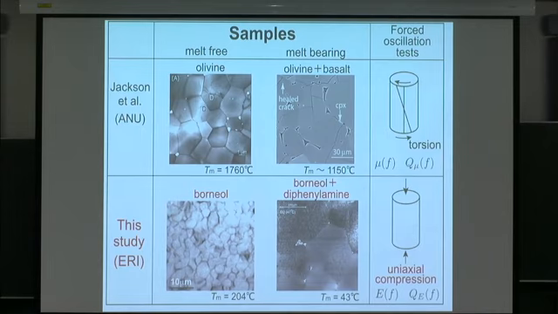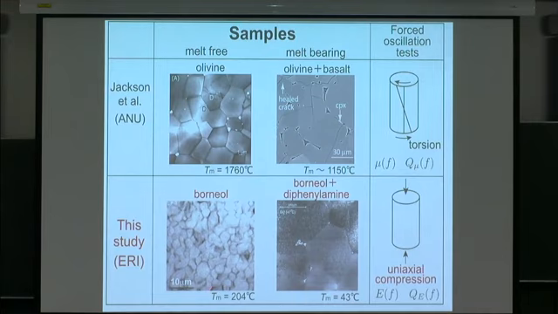Experimental studies of rock anelasticity have been performed intensively by Jackson's group at ANU by using melt-free olivine aggregate and melt-bearing olivine plus basalt system. However, because of the difficulty of high temperature experiments, data are limited and are not enough to clarify the scaling law. So we are measuring anelasticity by using analog material.